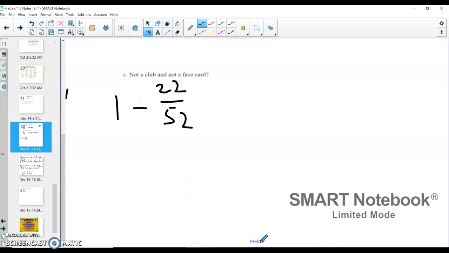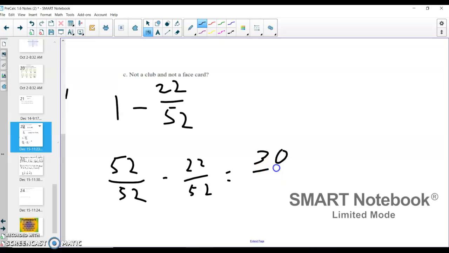Now rewriting this so I can actually do the subtraction, I'm changing the 1 to 52 over 52, so I have a common denominator, minus 22 over 52, and I get, when I do the subtraction, 30 out of 52 cards. So there are 30 out of the 52 cards that are not a club and not a face card, and that would be my probability there.